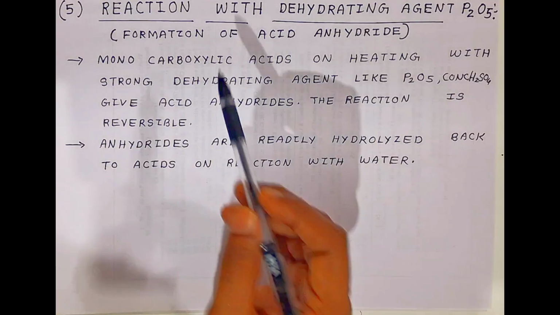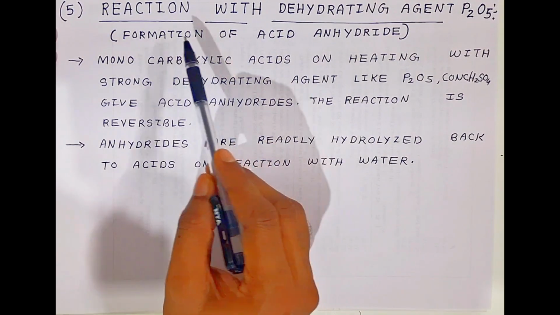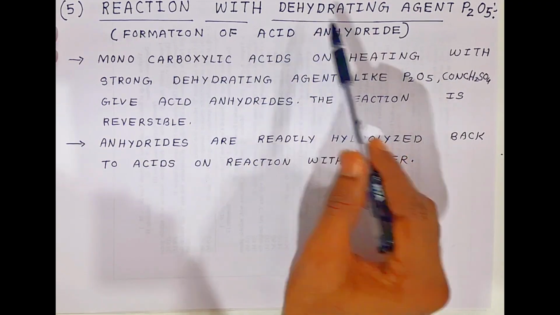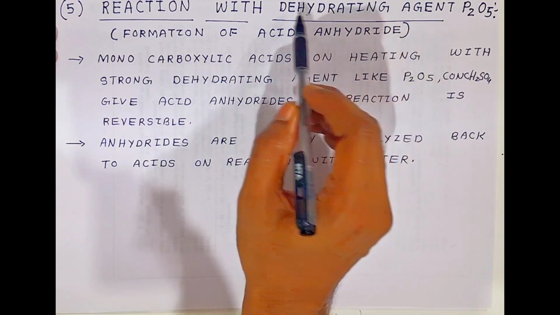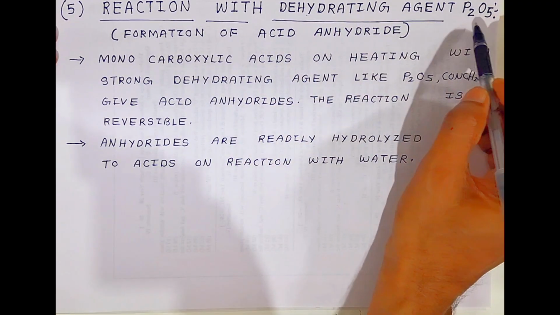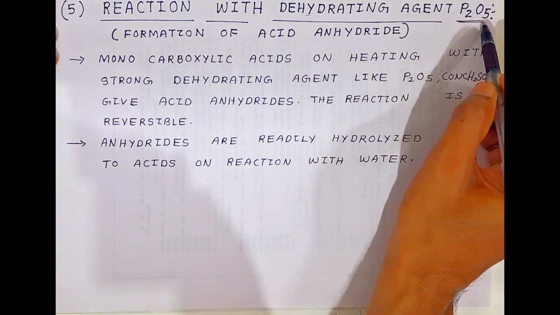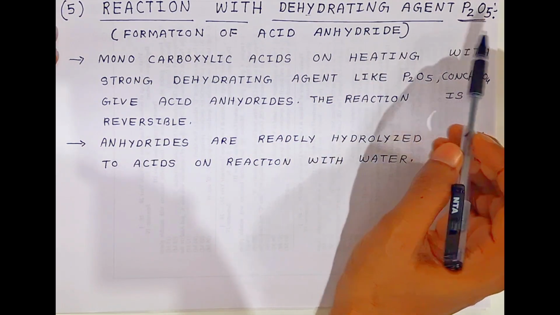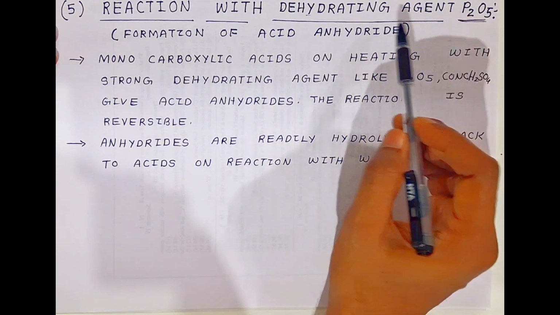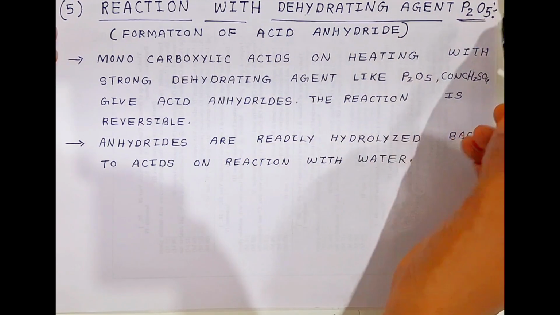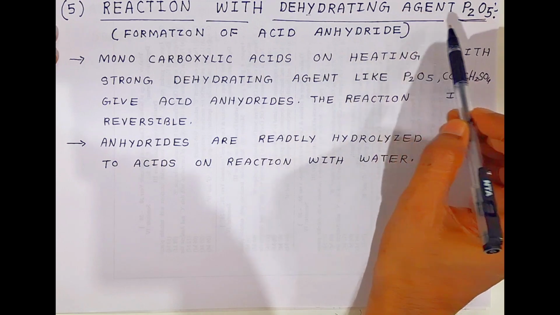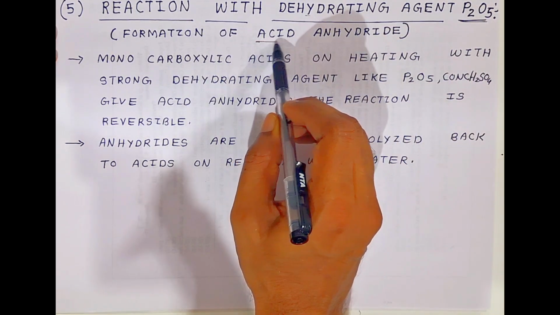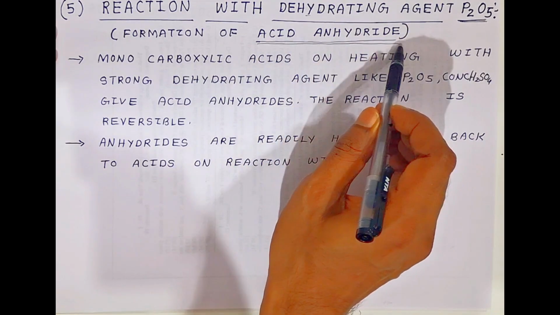The fifth reaction of carboxylic acid that we are going to see is the reaction with a dehydrating agent. Dehydration means removal of water molecules. The very important dehydrating agent is phosphorus pentoxide. What happens when it dehydrates the carboxylic acid? We are going to dehydrate carboxylic acid with the help of phosphorus pentoxide. It will form a compound containing no water molecule, which is called acid anhydride.